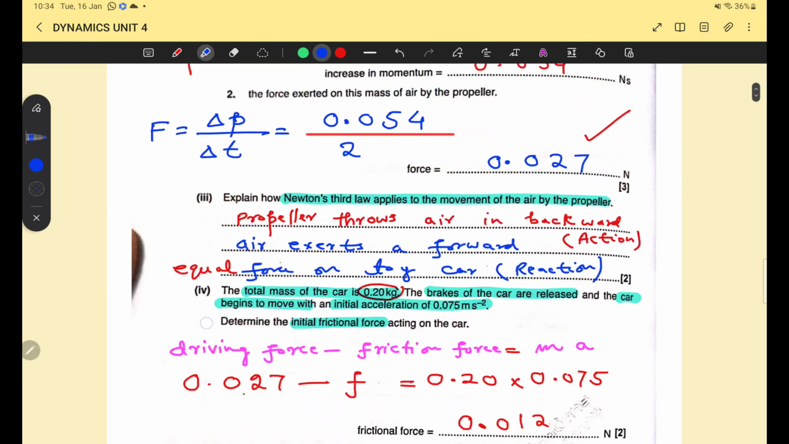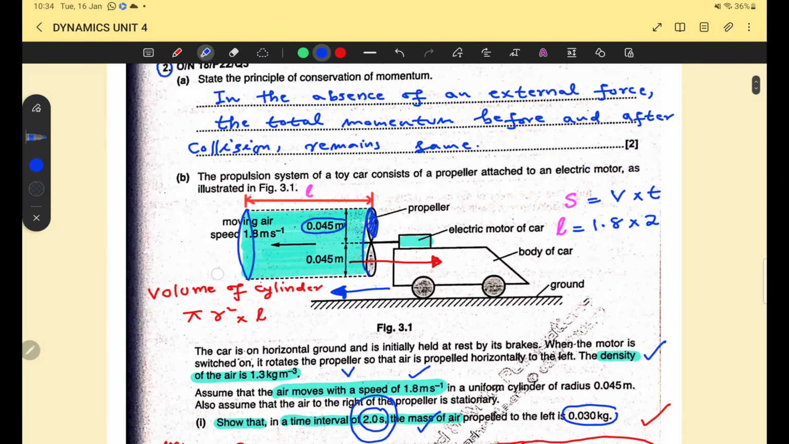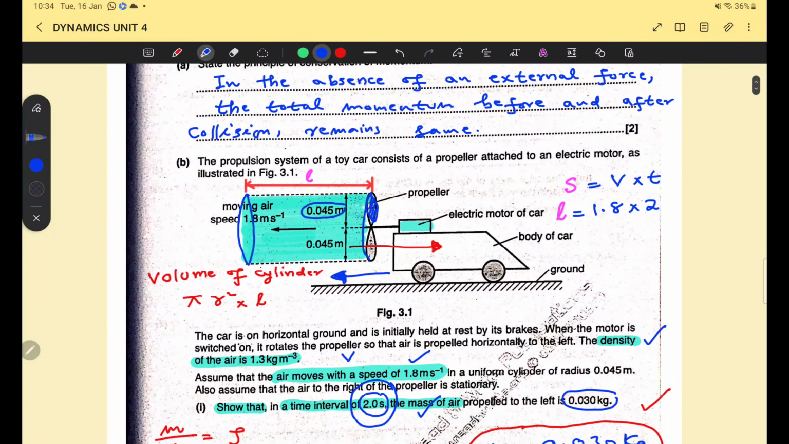Beta, is it clear or not, beta? Okay. The propeller is throwing air. It is action, and air is giving reaction. Thus the toy car begins to move in the forward direction. So this is question number one.